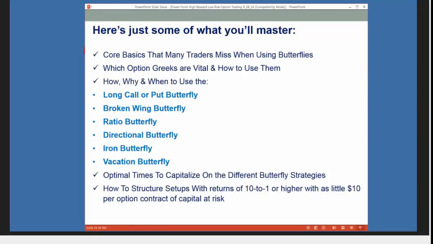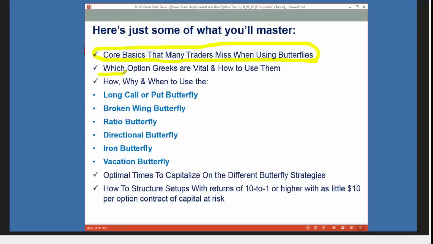Now in the course, this is what's covered. First off, the core basics that many traders really don't even get as far as: butterflies. Butterflies are kind of a mystery to a lot of traders, but they really shouldn't be. They're amazing, and they're pretty simplistic once you get into them.